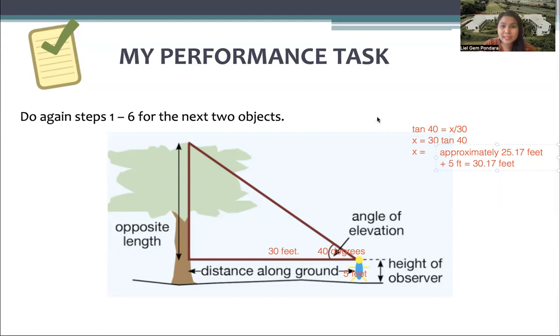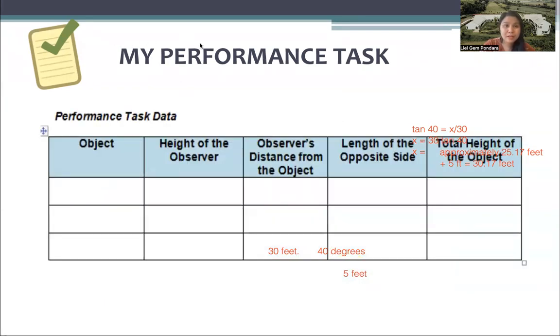Now, let me check again. Let me go to the next slide. How will you write your answers? There's a table. So you place here: object, coconut tree. Height of the observer, 5 feet. Next, observer's distance from the object, 30 feet. Be sure to have your unit of measure.